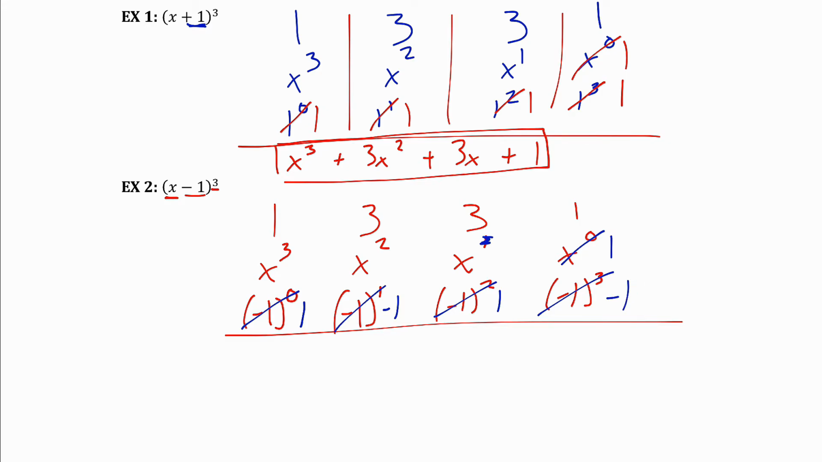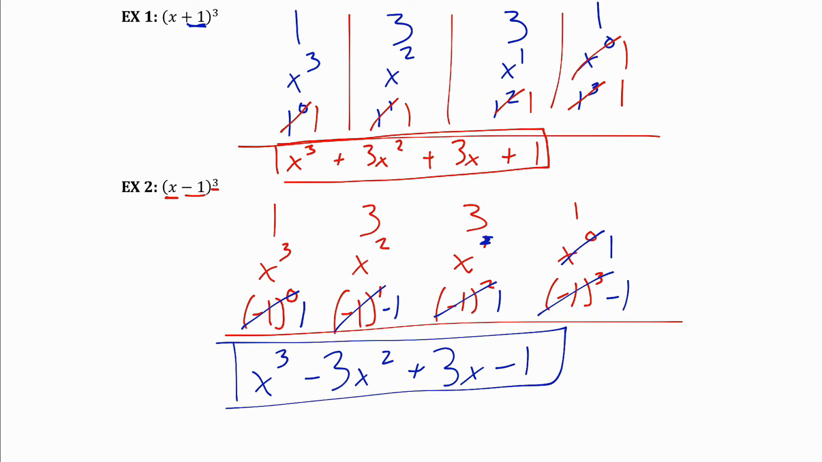So now working through the columns again, we got 1 times x to the third times 1, and that's just x to the third. The second one, we got 3 times x squared times negative 1. That gives us negative 3x squared. The third column, 3 times x times 1, that just gives us 3x. And the final column, we got 1 times negative 1, which gives us negative 1. So do make sure that you're including the negatives inside those parentheses where appropriate.